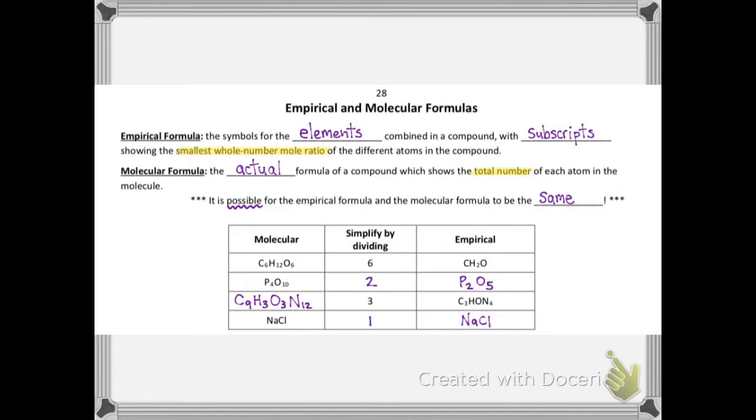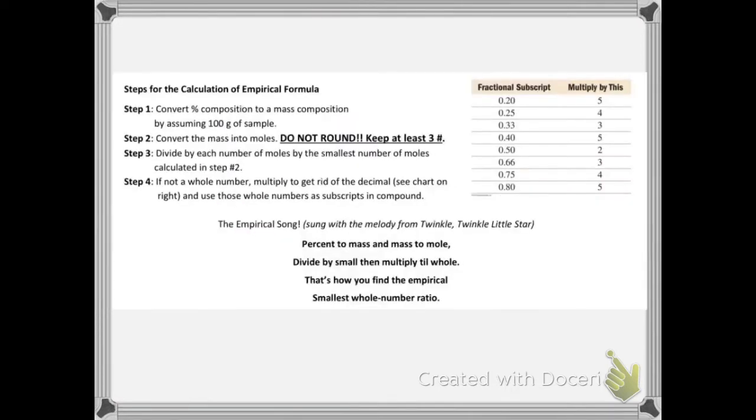Now let's determine how you could calculate the empirical formula if you only know the percent composition by mass of each of the elements. The step-by-step looks a little complicated, but it's not too bad. And there's even a handy poem to help you remember the steps. And the best part is, the poem matches perfectly with the melody from Twinkle, Twinkle, Little Star.